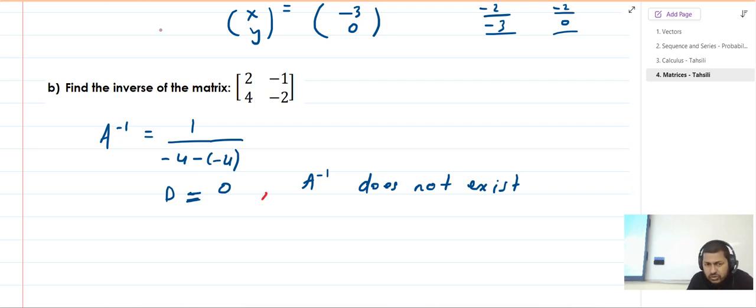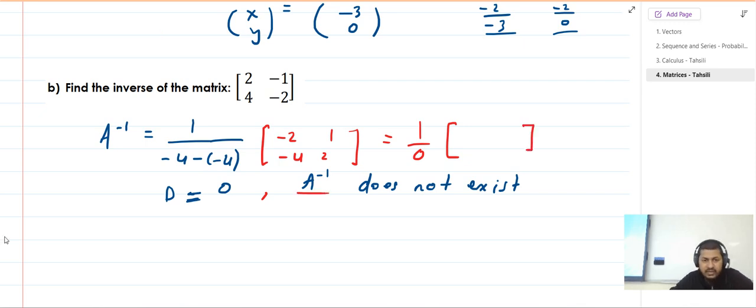What are you going to do? You're going to say 1 over 0. Even if you try to switch these two around, it's not going to be helpful because it doesn't exist. Now what you got is 1 over 0. What are you going to multiply into? You can't multiply into anything because it does not exist. The denominator is 0. Be careful, right?